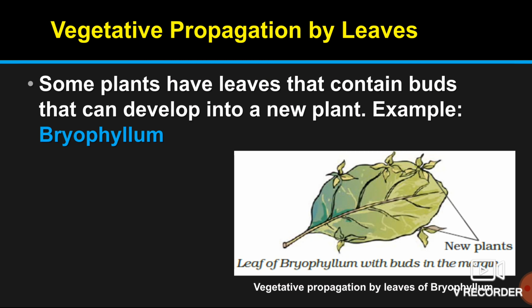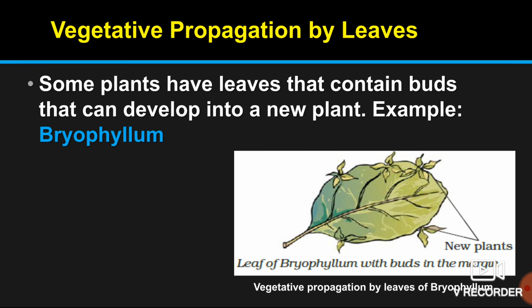Another one is leaves. So we discussed stem, roots, and the third one you can see here, leaves. Some plants have leaves that contain buds that can develop into a new plant. For example, bryophyllum. So a bryophyllum leaf has buds. Here you can see new leaves are coming out. These are actually buds, and when they detach from this leaf, they can develop into new bryophyllum plants. So in this plant, the leaf also has the capacity to generate new plants.